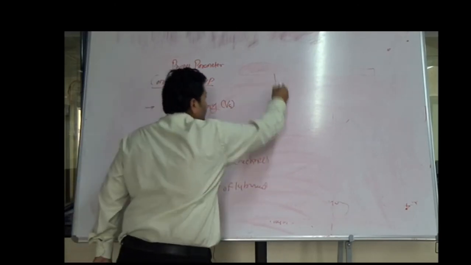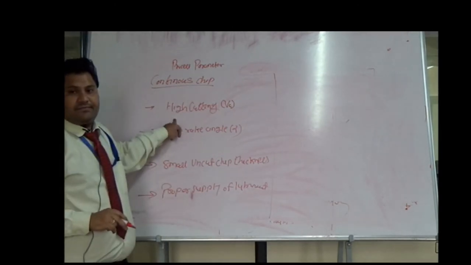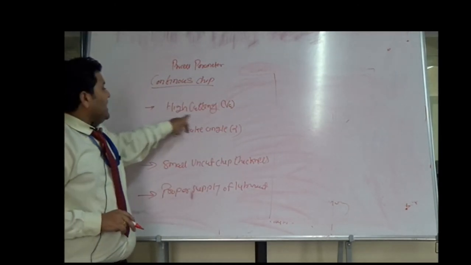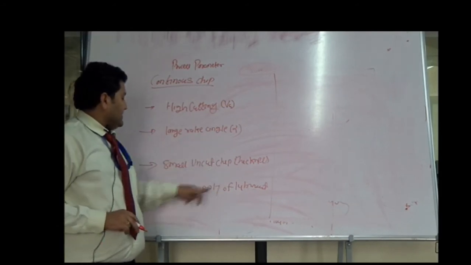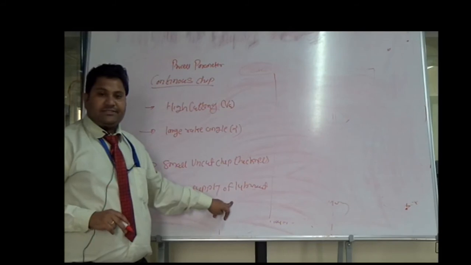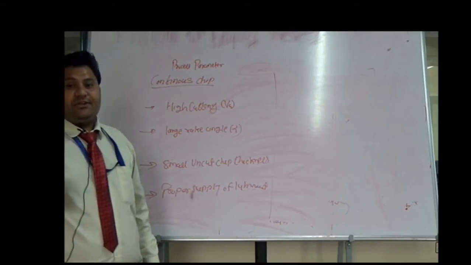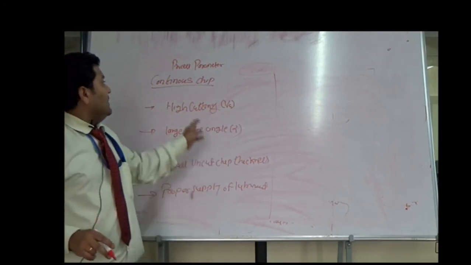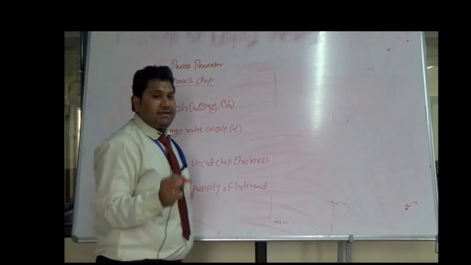So if you want continuous chips, you require these process parameters: high cutting speed, large rake angle, small uncut chip thickness, and proper supply of lubricants. So in a ductile material you get continuous chips. Now you have to see another example, that is discontinuous chips.